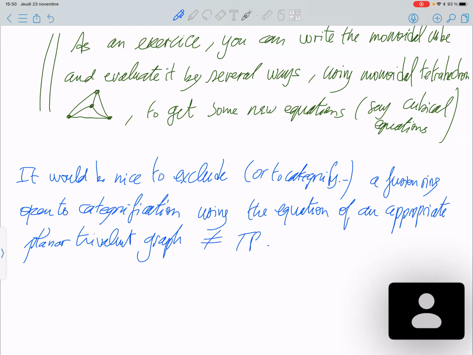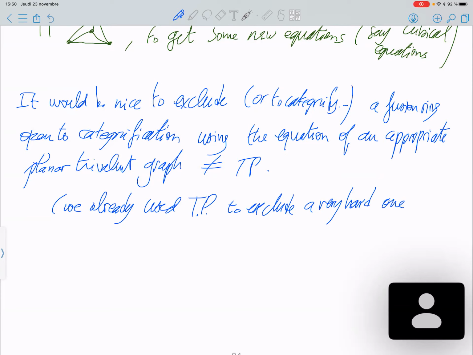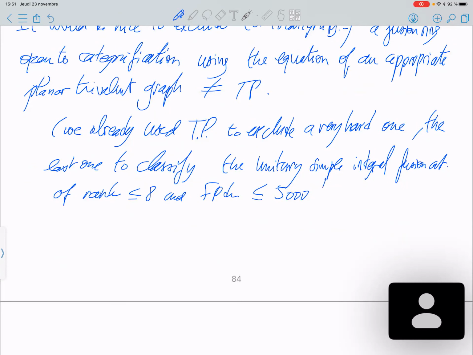Different from the TP. So we did that. We already used TP to exclude a very hard one. By one, I mean a fusion ring. The last one to classify the unitary simple integral fusion category of rank less than or equal to 8 and Frobenius-Perron dimension less than or equal to 5,000, or about 5,000, I don't remember the exact. So this is very useful.